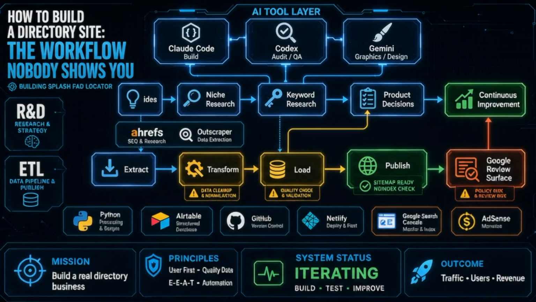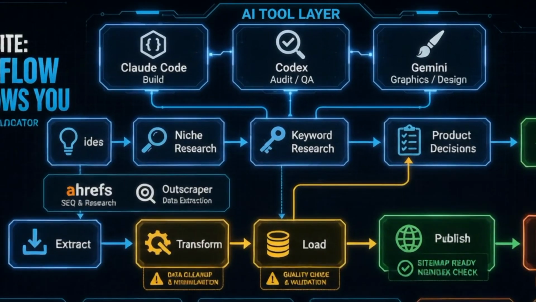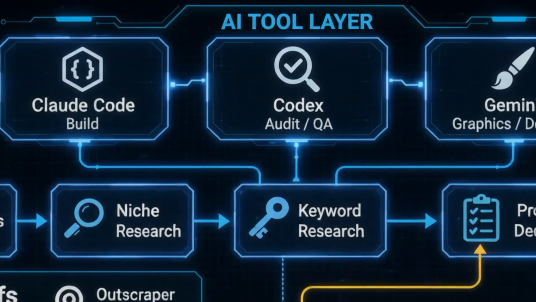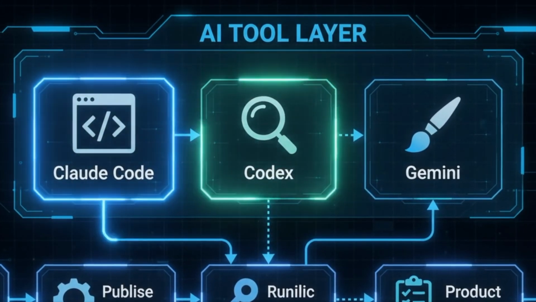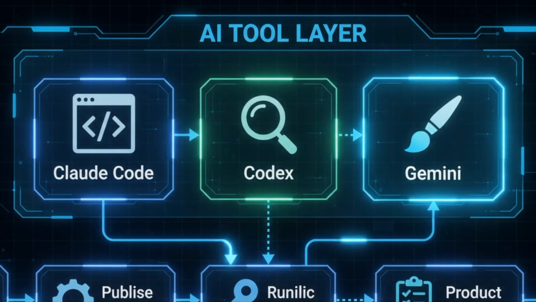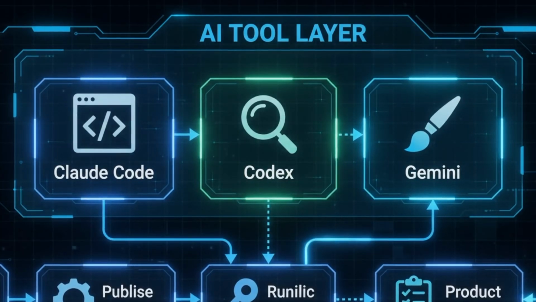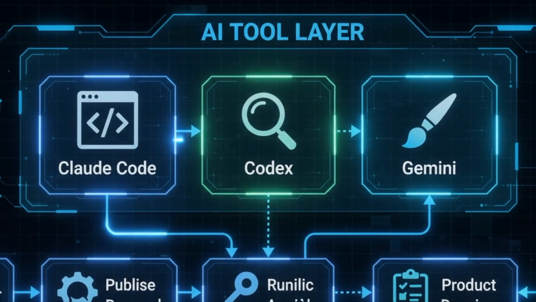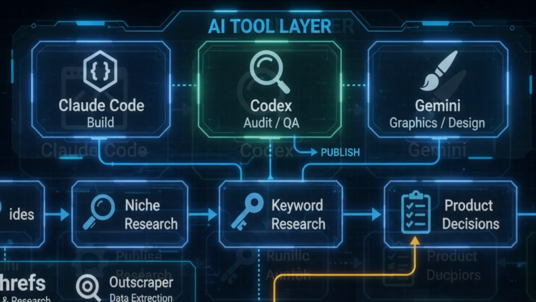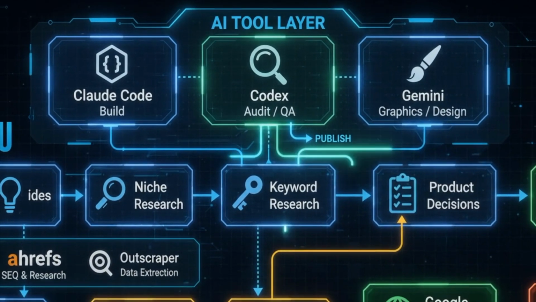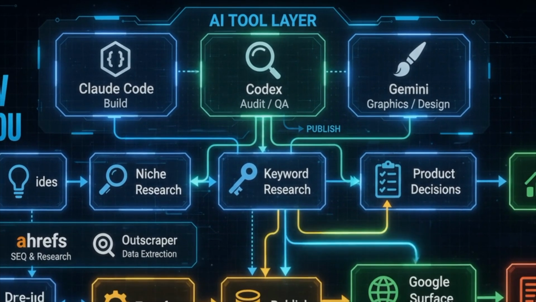AI is part of the workflow, but it is not one magic button. Claude Code handled a lot of the build work: architecture, templates, scripts, site changes, and remediation passes. Codex became the audit and QA layer, checking the repo, running scans, reviewing sitemap behavior, validating production, and asking whether the public review surface matched the AdSense goals. Gemini helped with the creative layer, graphics, design ideas, and video visuals.